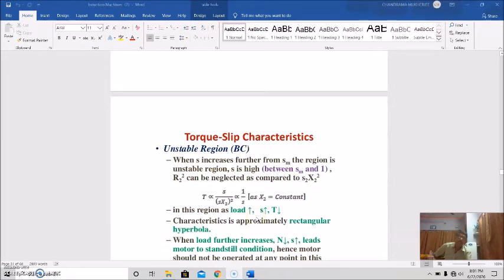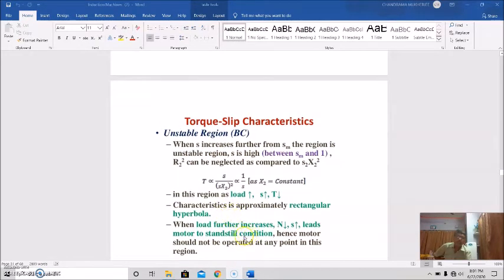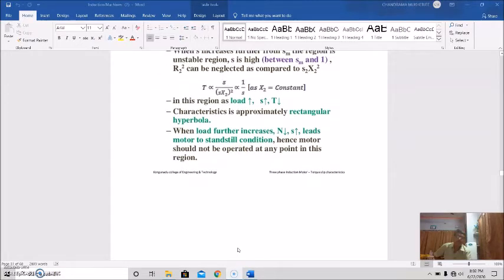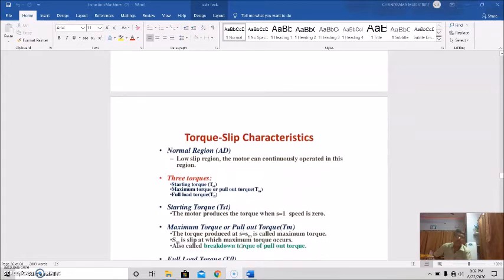So when S increases further, as I told you, when load further increases, rotor speed decreases, slip increases, and leads the motor to standstill condition. Hence, the motor should not be operated at any point in this region. So this is called the pull-out region.